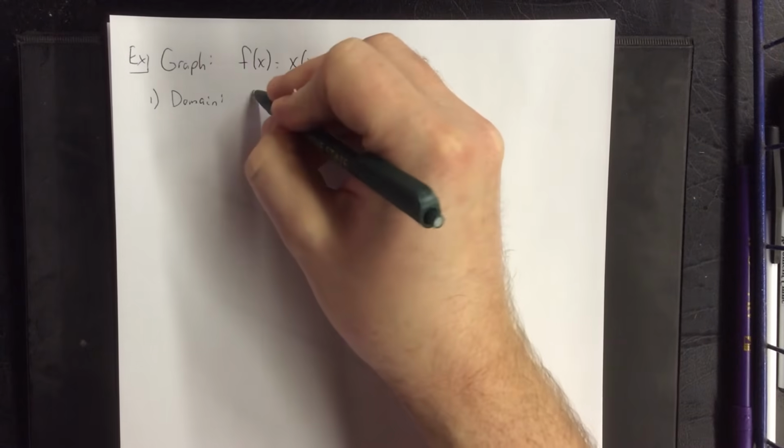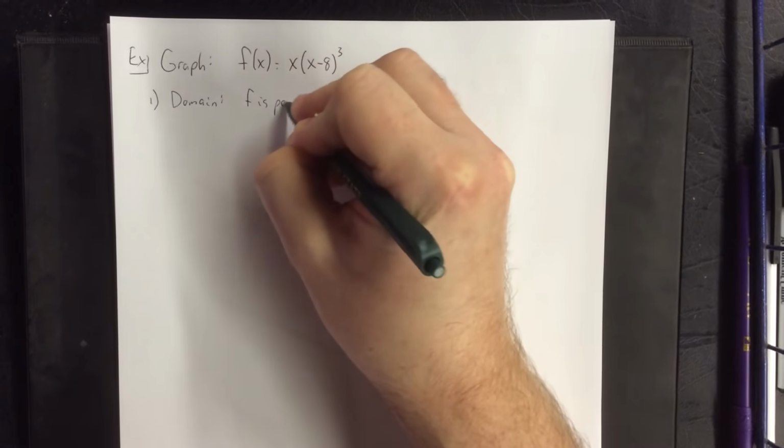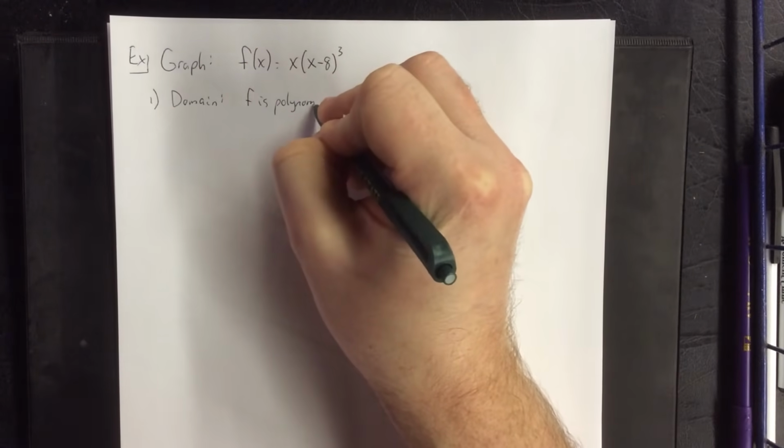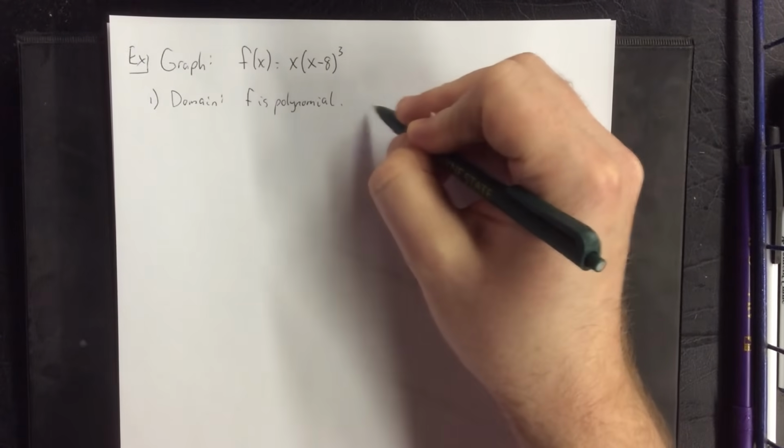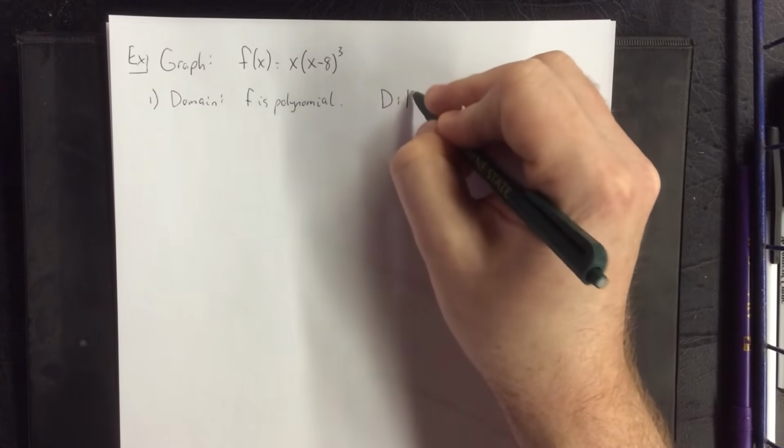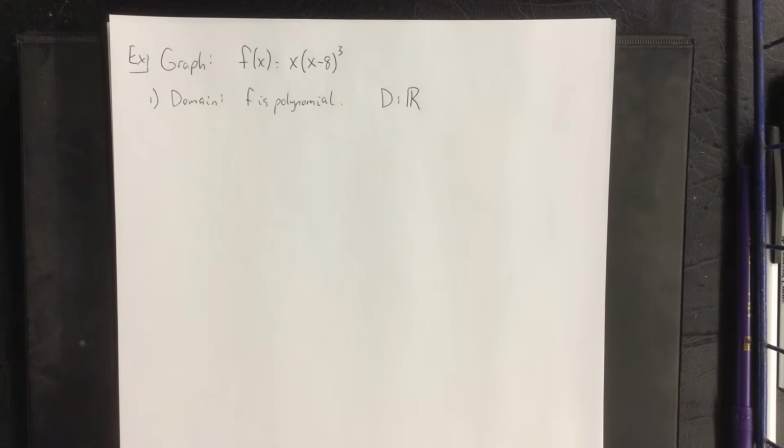You'll notice that f is polynomial. You see nothing but products of powers of x. Polynomial. I should probably know how to spell that, shouldn't I? Polynomials never have domain issues, therefore the domain is going to be all real numbers.